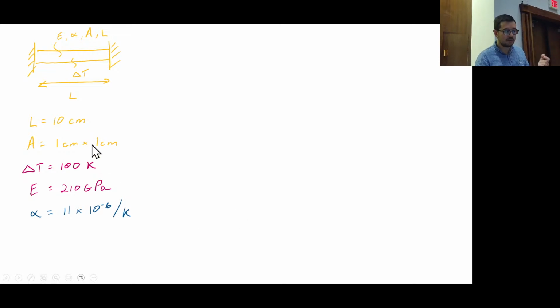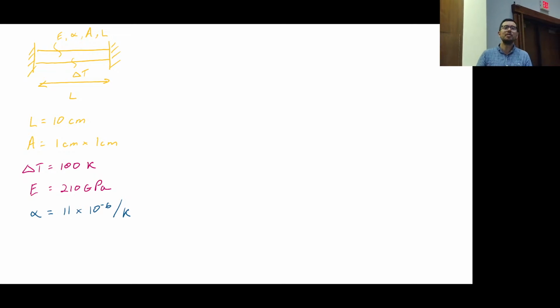So the dimensions, I guess, are kind of nice. 10 centimeters and then 1 centimeter by 1 centimeter for the area. And the change in temperature is going to be 100 K. The material in question looks a lot like steel, with an elastic modulus of 210 gigapascals and a linear coefficient of thermal expansion of 11 times 10 to the minus 6 per Kelvin. Okay. So let's do it together.